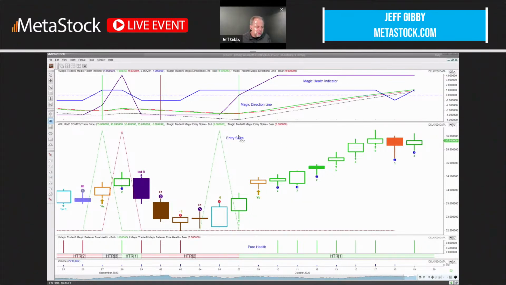So if I'm starting to look at this stock and at an opportunity for this stock, I just love the clarity that things give you. And in terms of understanding what the dynamics of a chart are, I think Magic Trader does a really, really good job of displaying that.